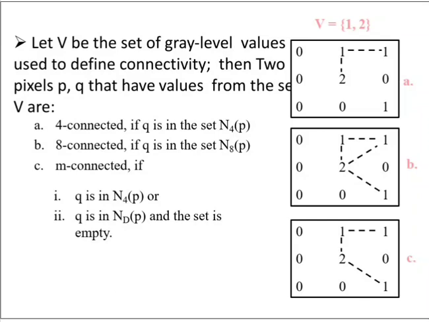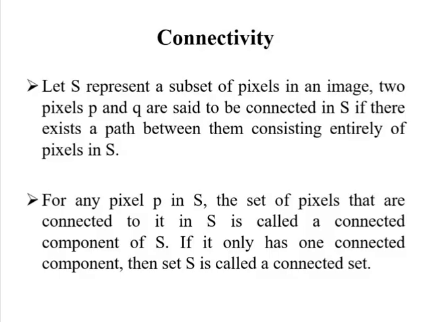Next is connectivity between pixels. It is an important concept in digital image processing. It is used for establishing boundaries of objects and components of a region in an image. Two pixels are said to be connected if they are adjacent in some sense, that is, neighbor pixels of 4, 8 or M adjacency, and if their gray levels satisfy a specified criterion of similarity, that is, equal intensity level.